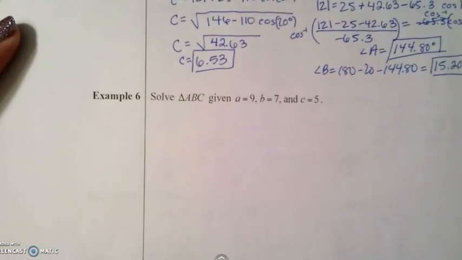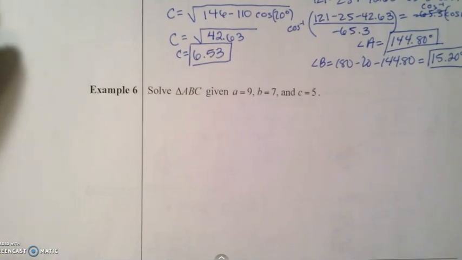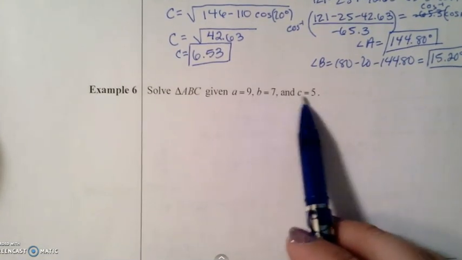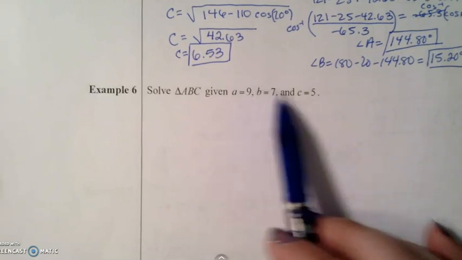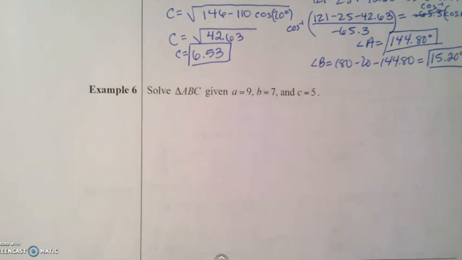So in example 6, we're looking at the three given sides. A is 9, B is 7, C is 5. I know I can't use the law of sines or any of our other theorems because I have just the three sides and no angles. And so we have to use the law of cosines. Now it doesn't matter if I solve for angle A, B, or C first, so you can choose, okay? So I want you to try pausing the video and doing this with your group, and then resume the video and we'll go over the answer together.